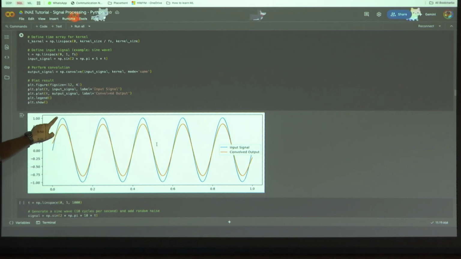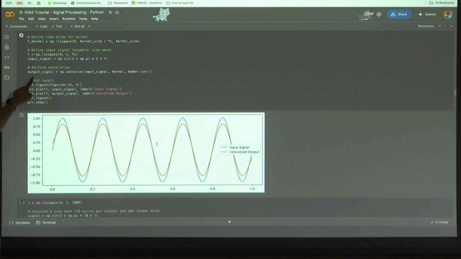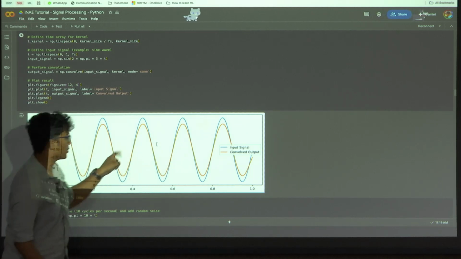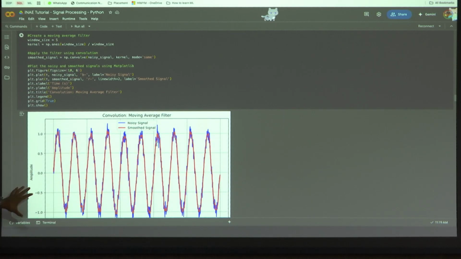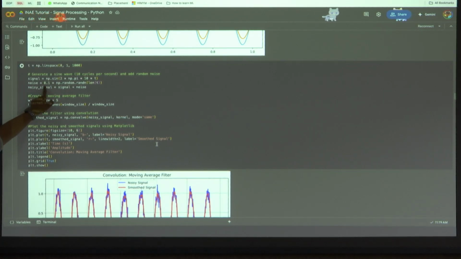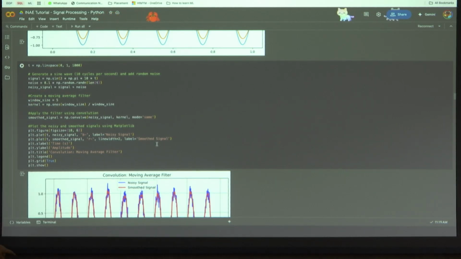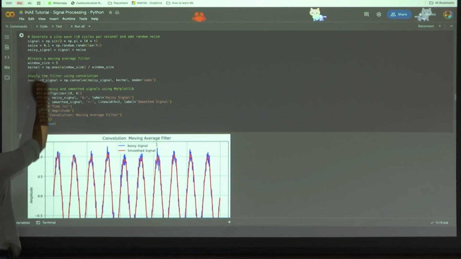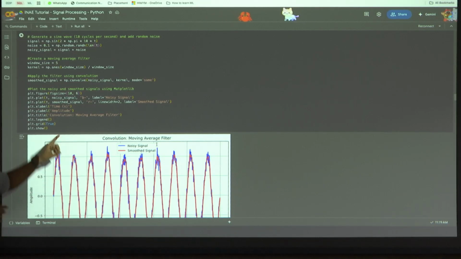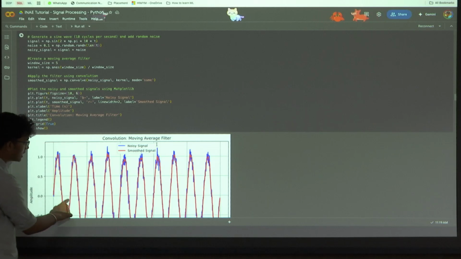If this was the input signal, the blue one, after convolution with a rectangular or triangular one, we are getting this convolved output. Same, more complex, like what I did here. I had a signal which was a sine, which I added with noise, right? And the noisy signal is this basic blue one, convolving with the signal which we created above. See, you can see a much smoothed signal.